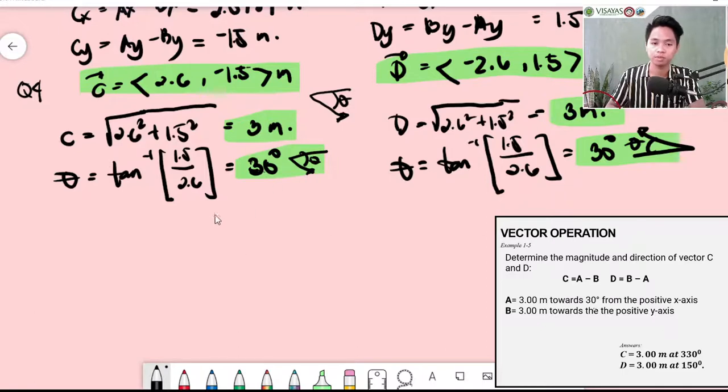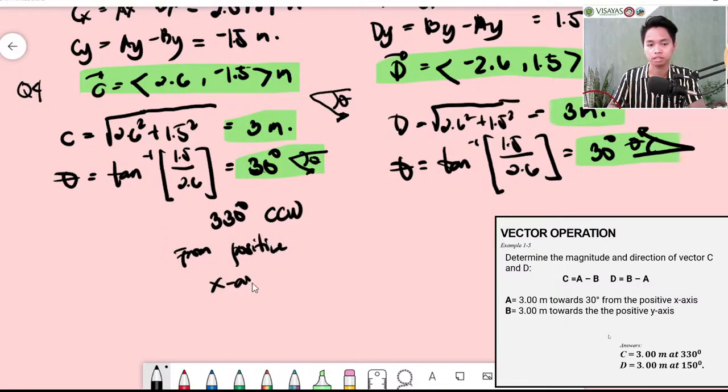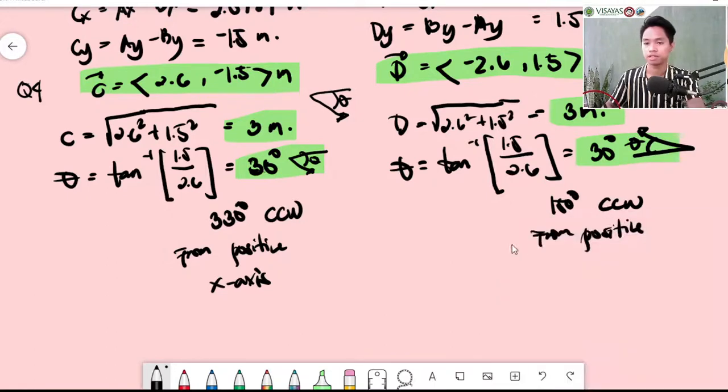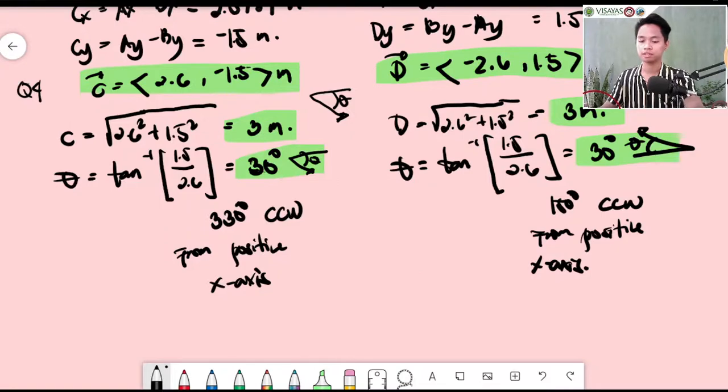So, kaswat dere, this would be 330 degrees counterclockwise from positive x-axis. Dere, this would be 150 degrees counterclockwise from positive x-axis. Right? Therefore, we have the same answer. So now we can now proceed to the next example.